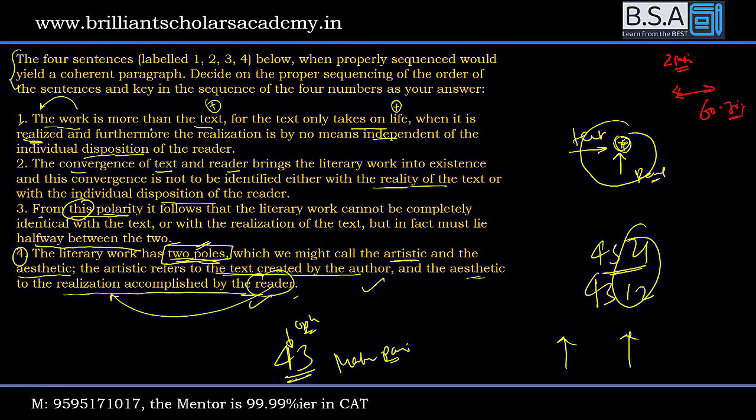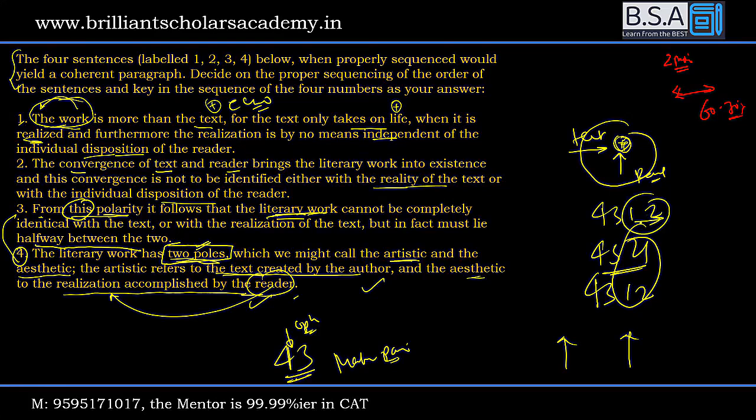The work is more than the text. वर्क, कौन सा वर्क? लिटरेरी वर्क. तो ऑब्वियसली बात है 4 के बाद 3 आएगा, बिकॉज 3 में लिटरेरी वर्क की बात किया है और लिटरेरी वर्क ही ये है. इसको बोलते हैं इको सेंटेंस. ये सेम इंफॉर्मेशन को रिपीट कर रहा है, लिटरेरी वर्क को दोबारा एको कर रहा है. तो आपका डेफिनेट हो गया 4-3-1-2.